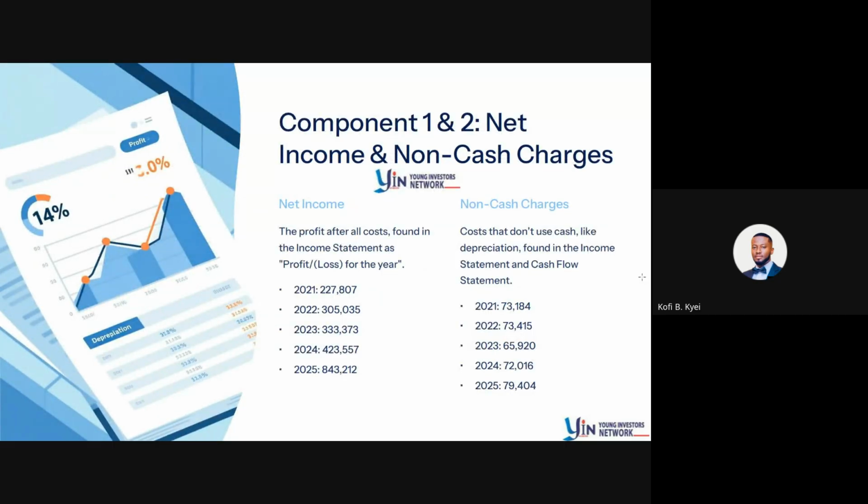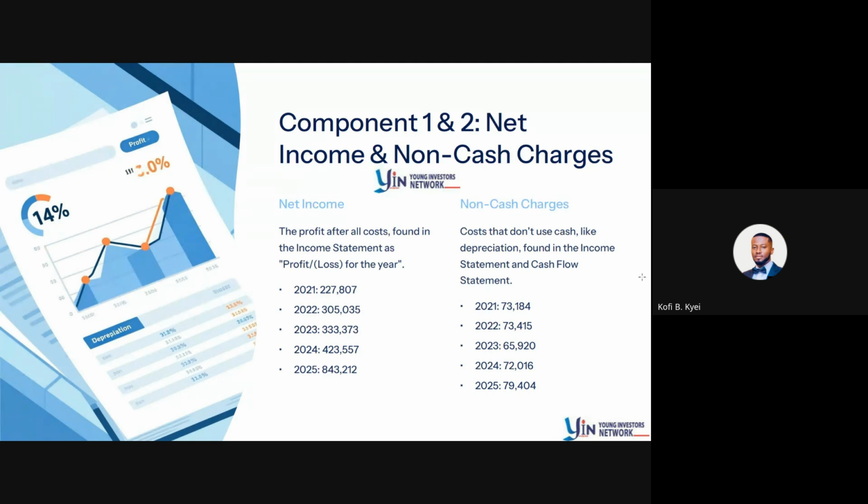With the net income, we know the source: it is the income statement. When you pick the GCB financial statement 2021, this is the profit that was recorded. Even with the Excel that I shared with you, if you have access to it, open it; this is the data we have in there. So 227 million, 305, 333, 423, and we all saw the rise between 2024 and 2025, about 90 something percent: 423 to 843. That is the income position from year 1 to year 5, 2021 to 2025.